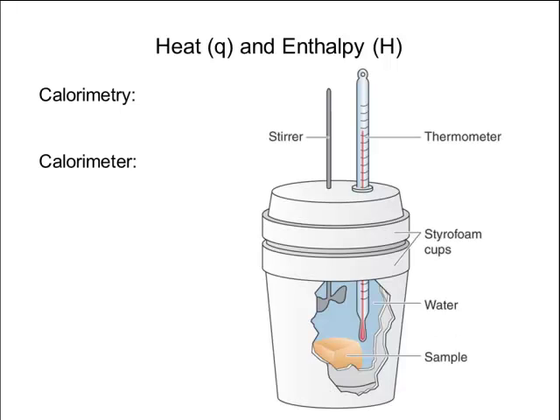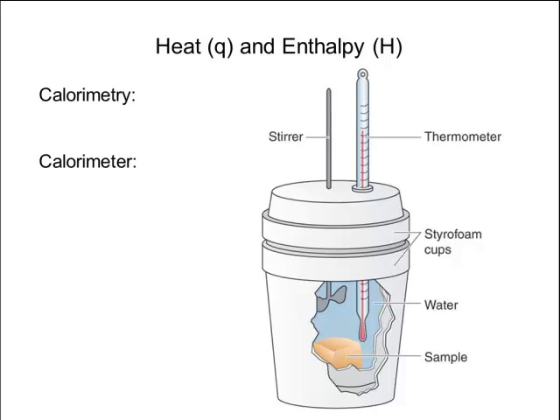So when we look at a typical calorimeter, this is kind of a simplified calorimeter. If I take these 2 styrofoam cups, put them together for insulation, cap it, put a thermometer in them, inside those styrofoam cups, that would be my system, and that's where my chemical process can occur.